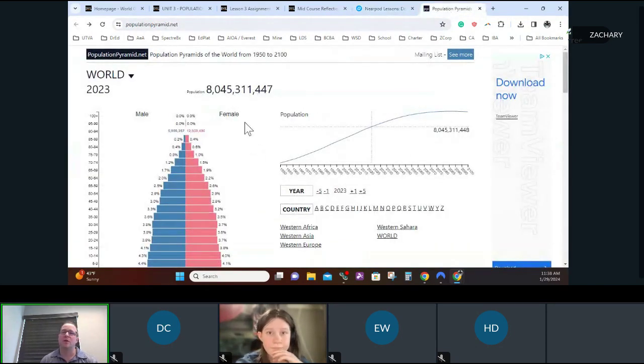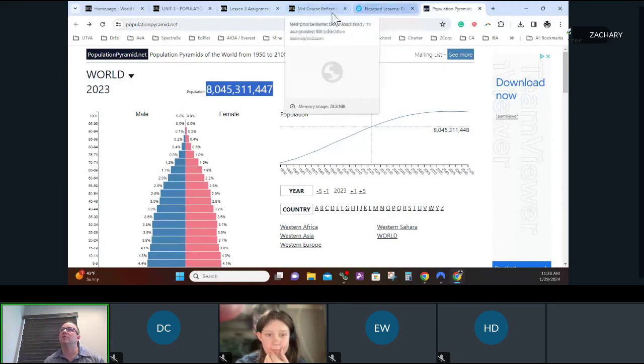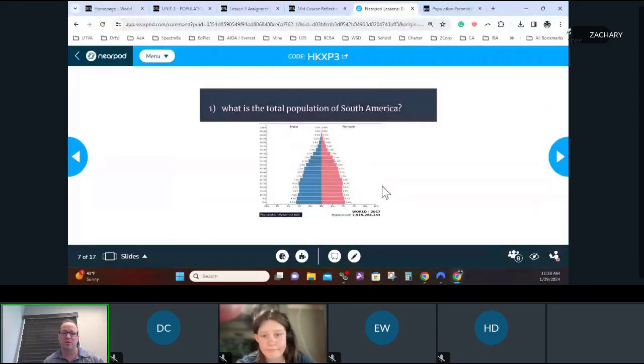Okay, so if we look on populationpyramid.net at the total population, we'll go with the world right now. We can see already there are 8 billion people, right? What you would do if you're doing this in the course is write down how many people there were. As you can see, in 2017 the world had 7.5 billion.